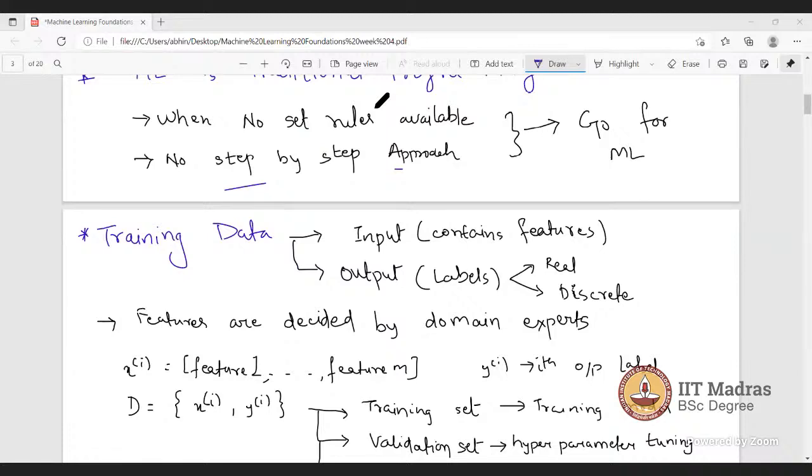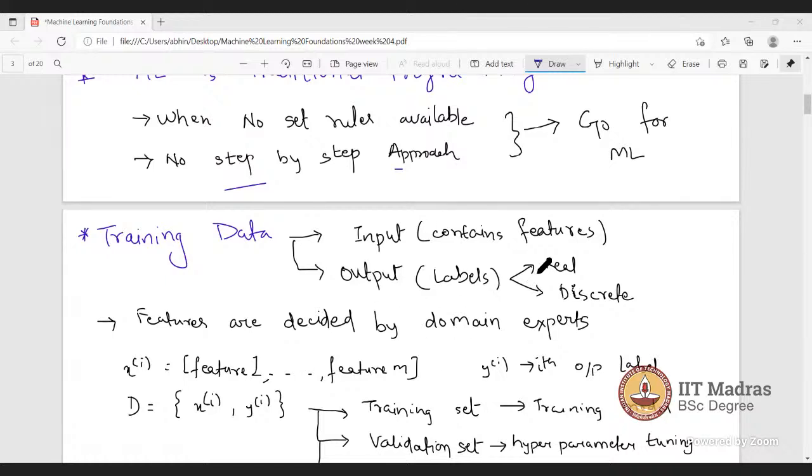For instance, if you are solving a chemical problem, a chemical expert will suggest what the different features are that will be required to give the output. Or if you are solving an electrical problem, then an electrical expert will tell me these particular attributes should be considered for solving this particular problem. So these features are decided by domain experts, and the outputs are the targets which we are interested in.